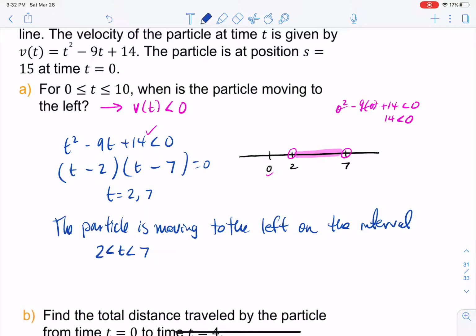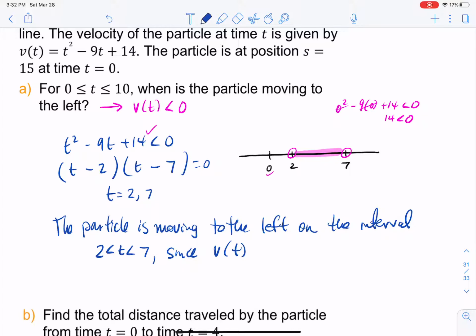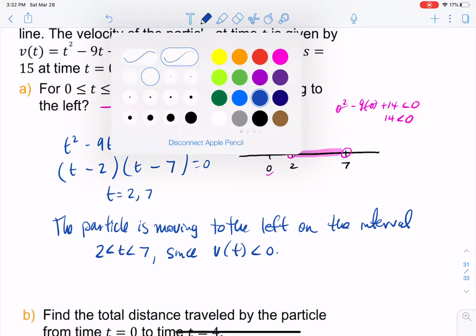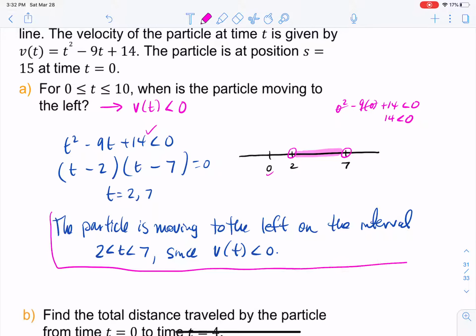It didn't ask for the reason for this, but I'm going to go ahead and put it because it's often part of a question. I knew that because that's when your velocity was less than 0, since v(t) was less than 0. All right, that's nice and thorough.